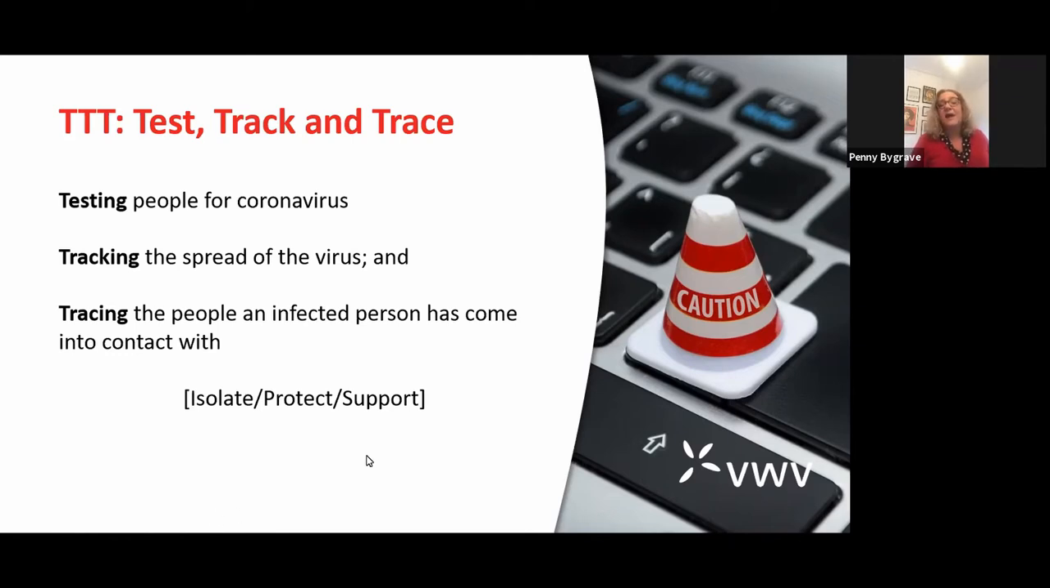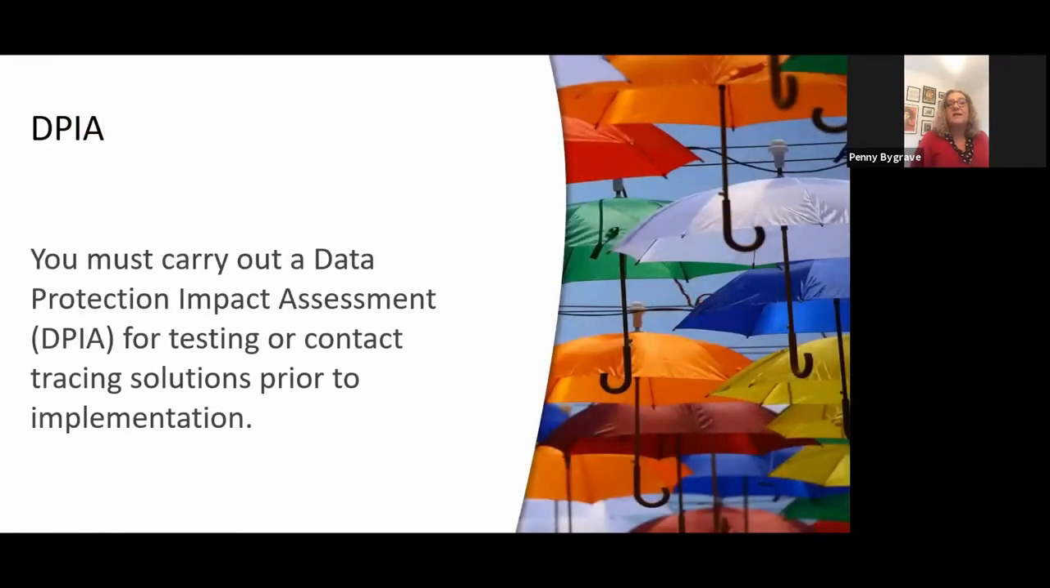Now, the very first thing to be thinking about with regards to introducing any sort of system where you're going to be collecting personal data, especially in this case, when we're talking about special categories of personal data, is a data protection impact assessment. And you can see we've got a slide here that tells us what to be thinking about. The ICO has been very clear that they consider testing for the coronavirus and contact tracing to be sufficiently high risk to meet the requirements for carrying out a data protection impact assessment.